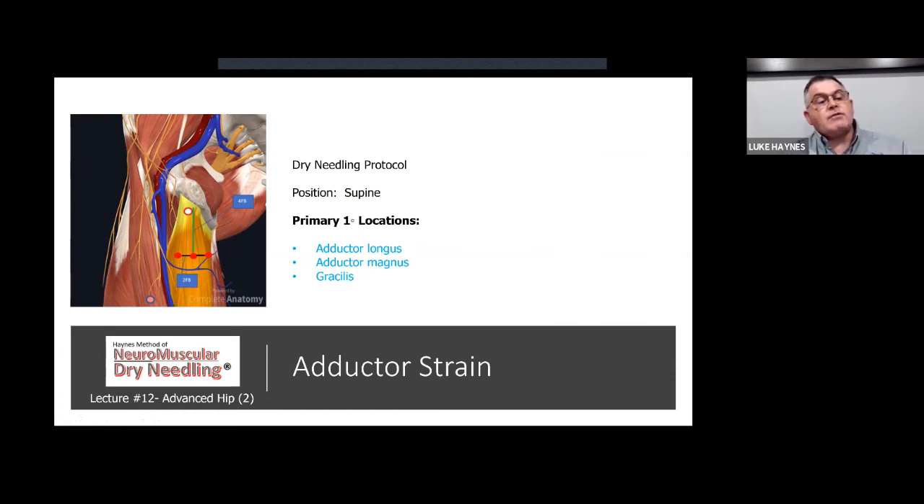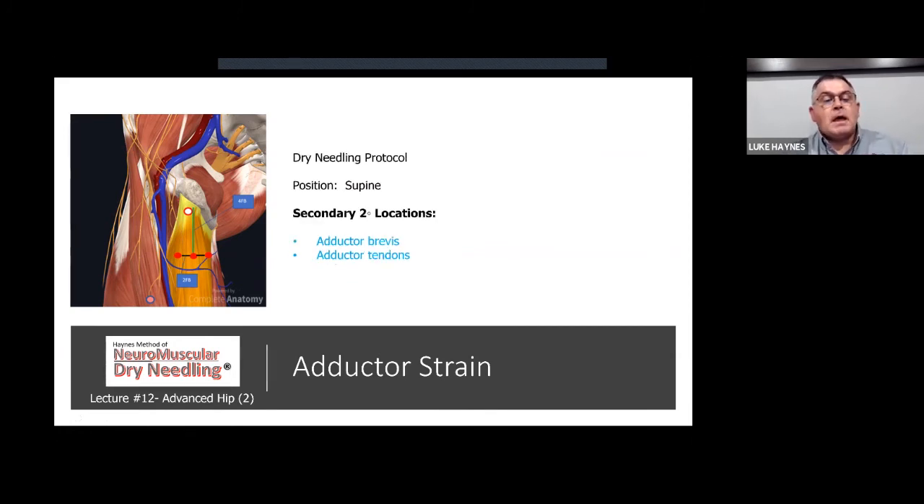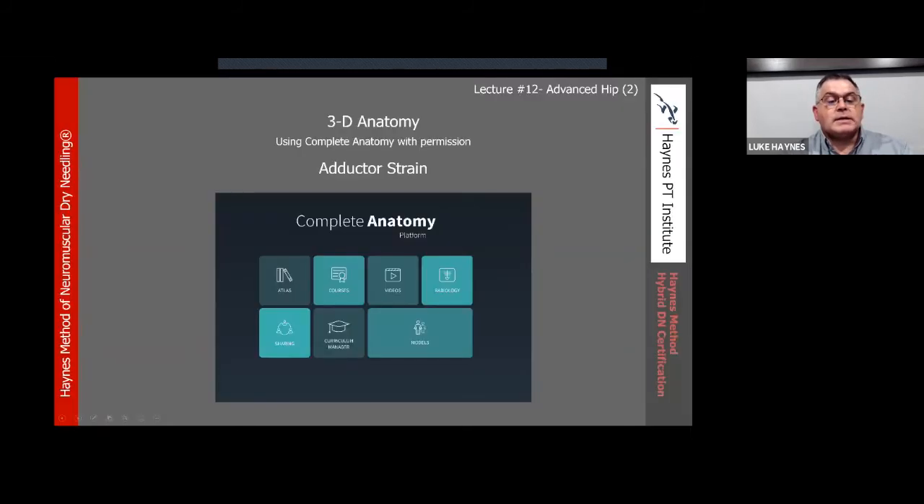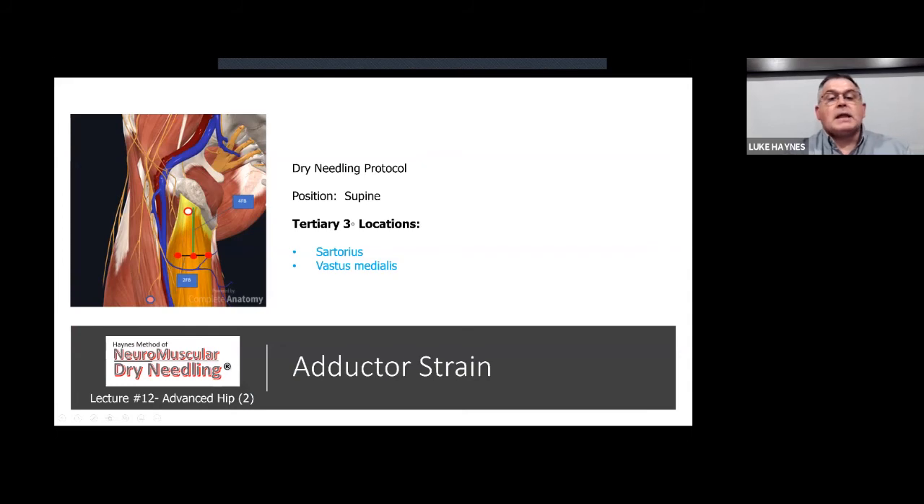In the picture to the left, you can see that is the sideline 4 finger breadths distal from the pubis, and we're going to needle 2 finger breadths apart to get adductor longus, magnus, and gracilis. Then we'll get adductor brevis and the adductor tendons, represented by the white dot here. And then lastly, we'll get sartorius and vastus medialis.